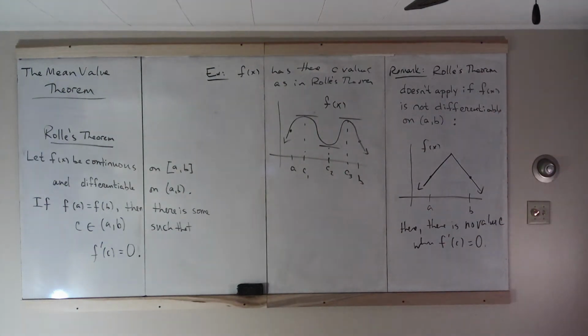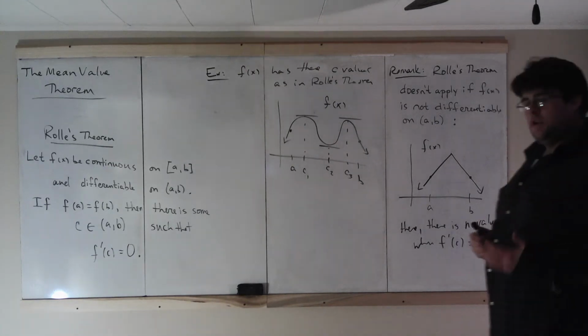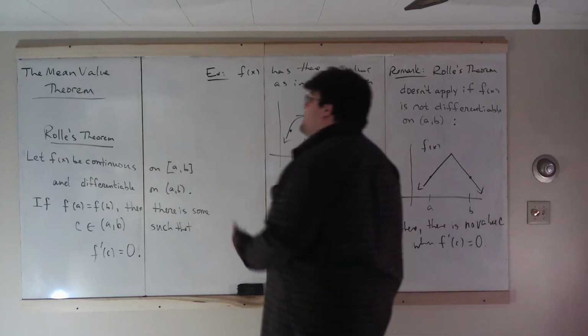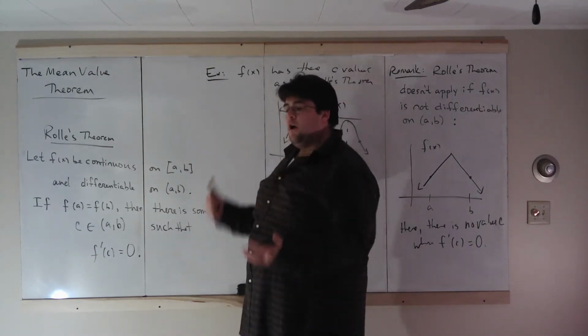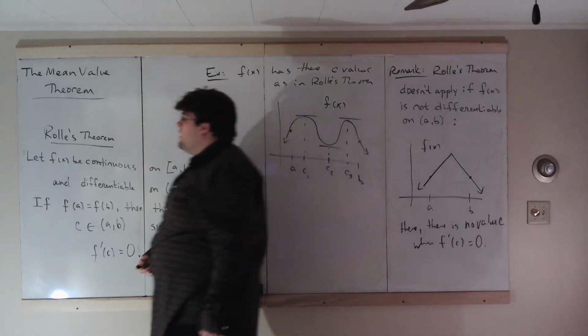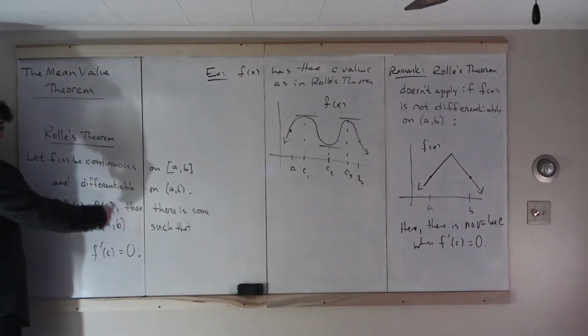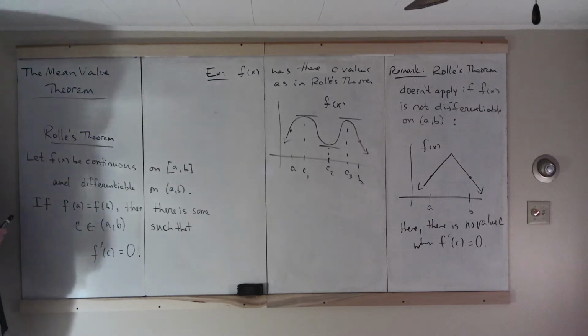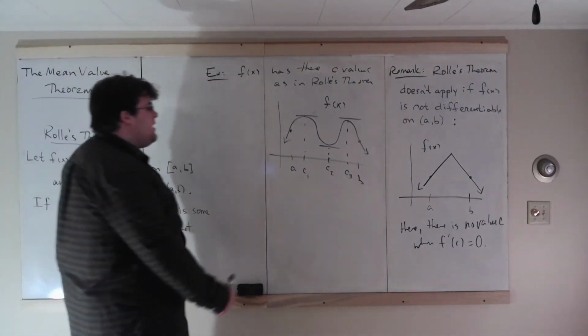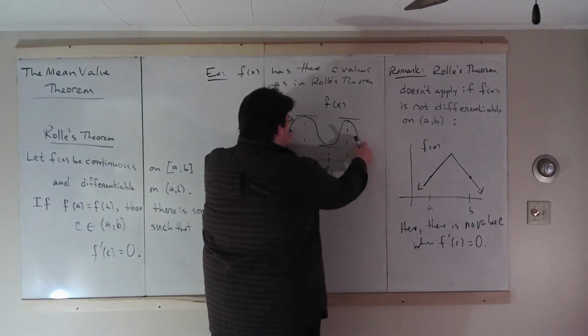Now, there are 3 assumptions on Rolle's theorem. And Rolle's theorem is a special case of the larger mean value theorem. And to get to the mean value theorem, we're going to take away this assumption that f of a equals f of b.